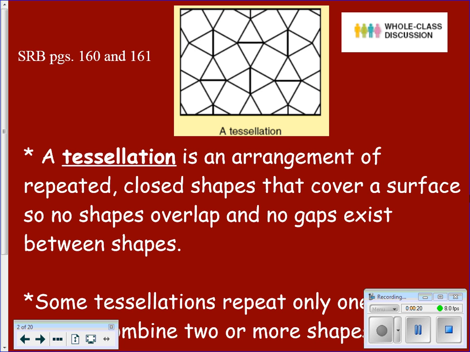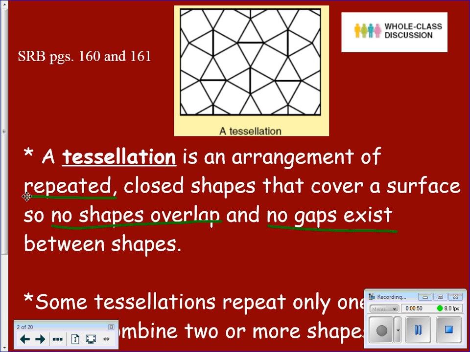Well, as you can see here, a tessellation is an arrangement of repeated closed shapes that cover a surface so that no shapes overlap and there are no gaps between the shapes. There are some key parts of this definition that you have to remember. It must be a repeating pattern. No shapes can overlap, and there cannot be any gaps between the shapes. If you break one of these rules, you no longer have a tessellation.